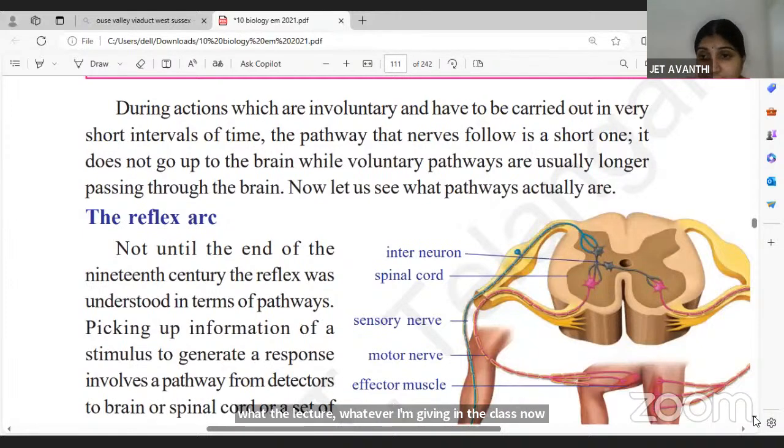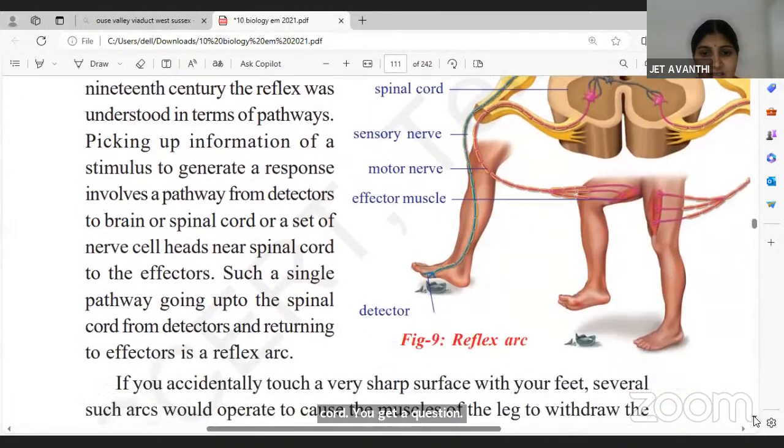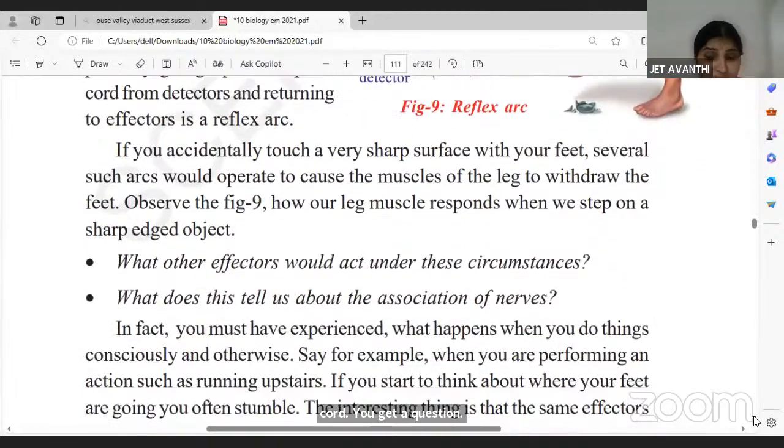The actions which I do without my senses or without my consciousness are called involuntary. Such involuntary actions are all monitored by the spinal cord. Majorly, reflex actions will be coordinated by the spinal cord. You may get a question based on this. So knee jerk is also a kind of reflex action.